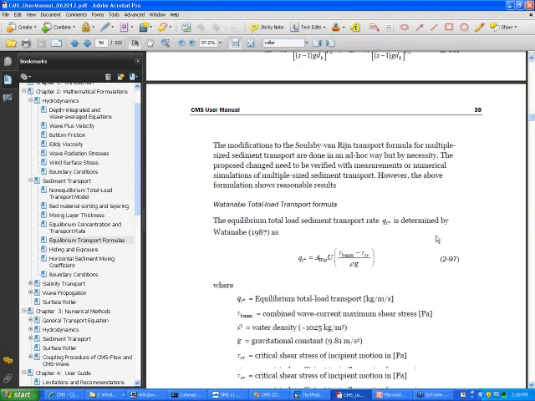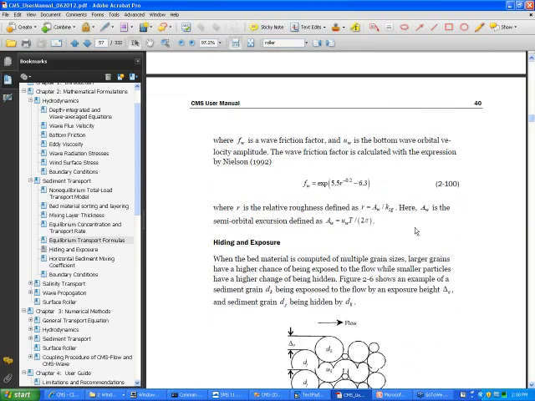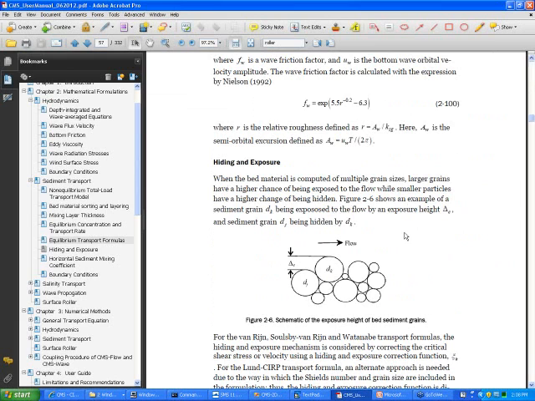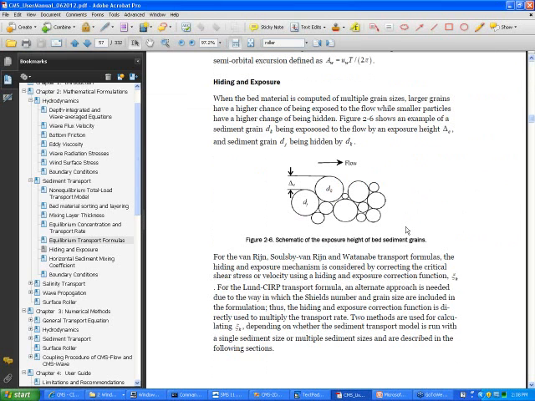Most people do it that way. Okay, so how is the hiding and exposure correction factor calculated? Or what is it first?